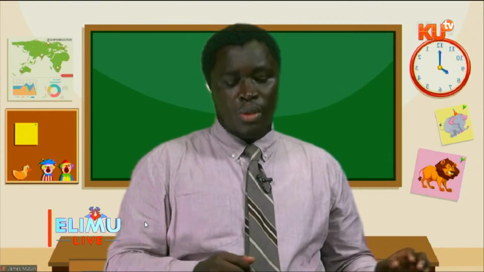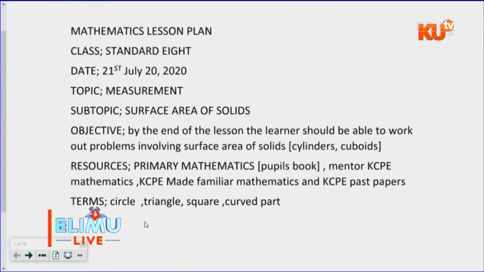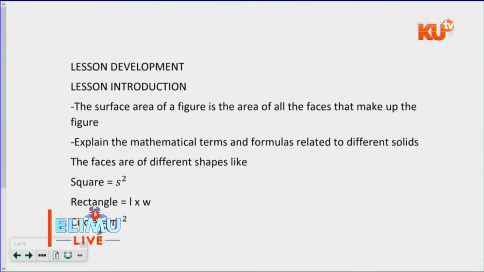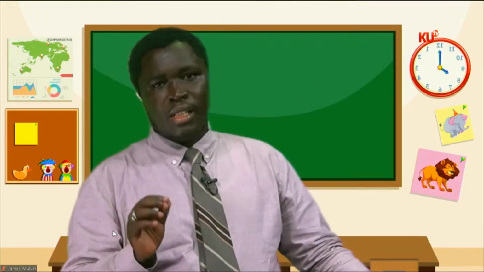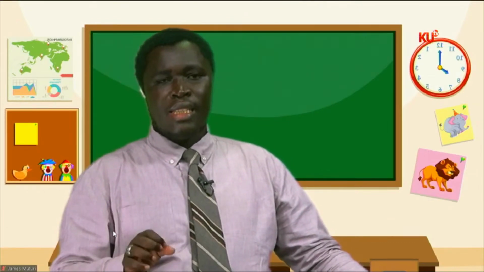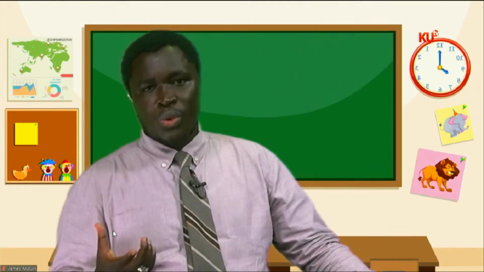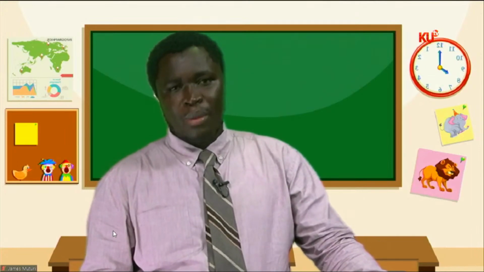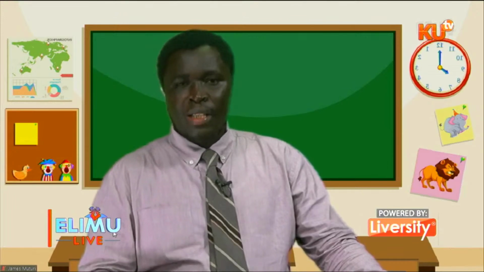So how do we calculate the area of a circle? The area of a circle is given as pi r squared. What do we mean? Pi is always given as 22 over 7, or it can be given as 3.14. That is what we call pi.